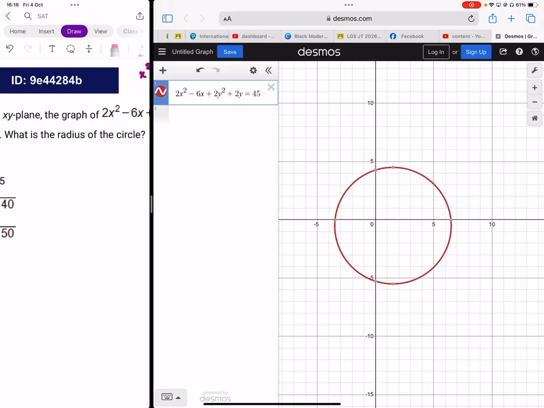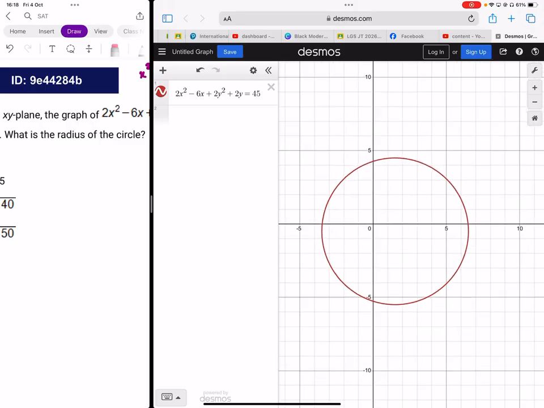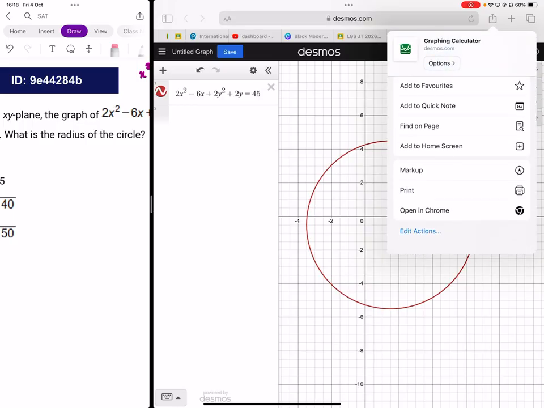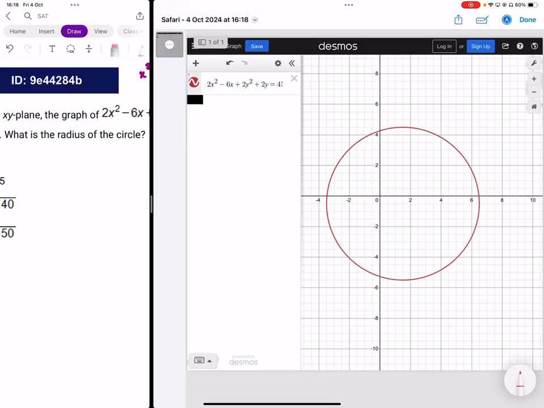Okay, I can't mark that here. Let me see what I can do. Okay. 1.5 and minus 0.5, it is going to be somewhere around here. This is the center of the circle. Okay? That's the center of the circle.